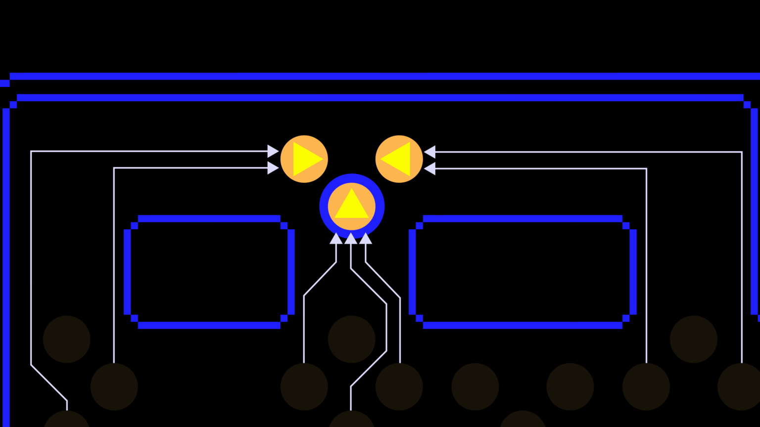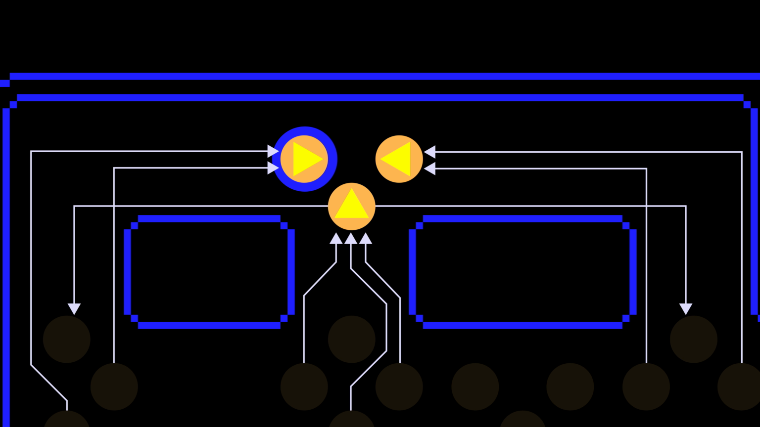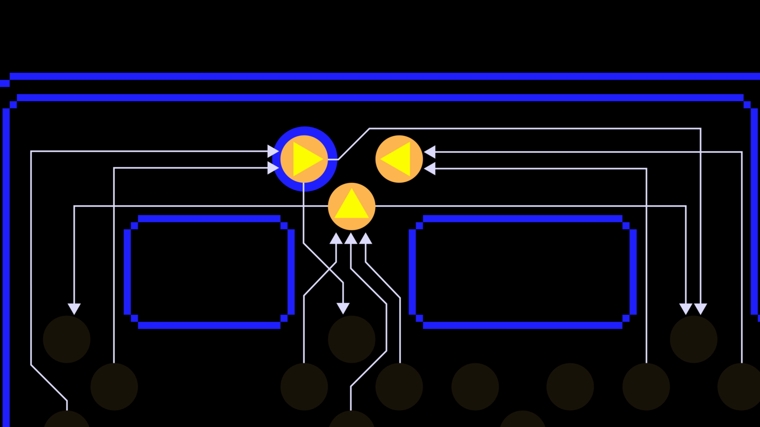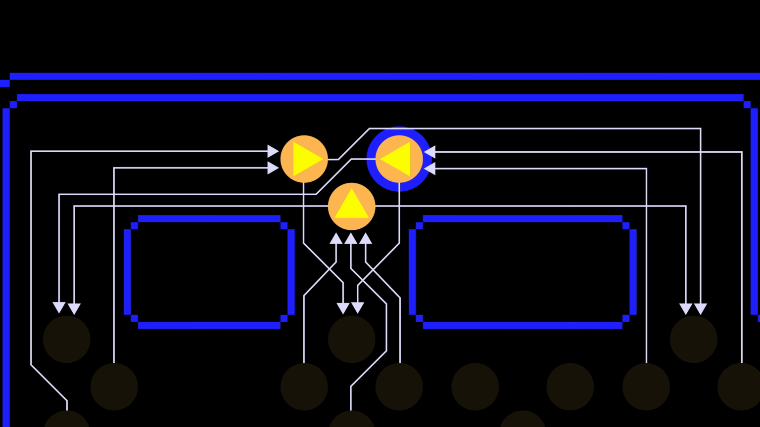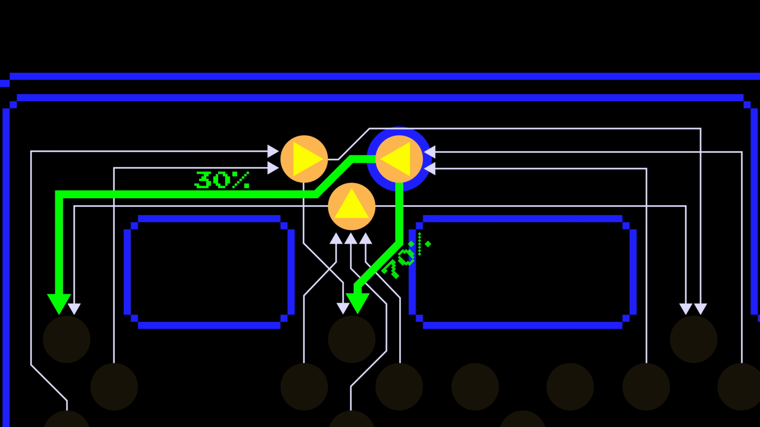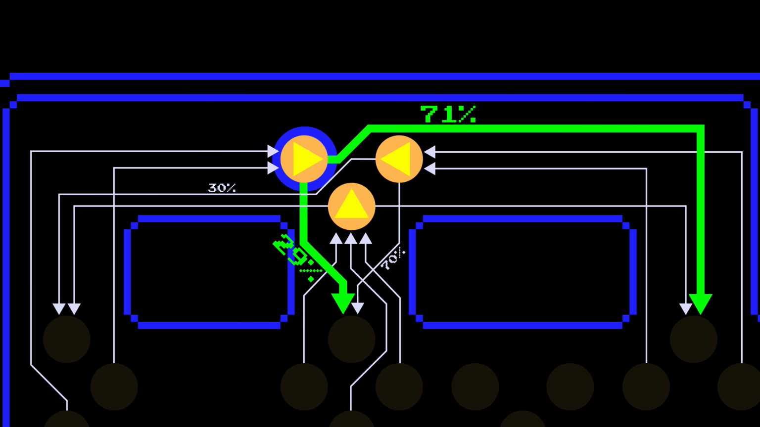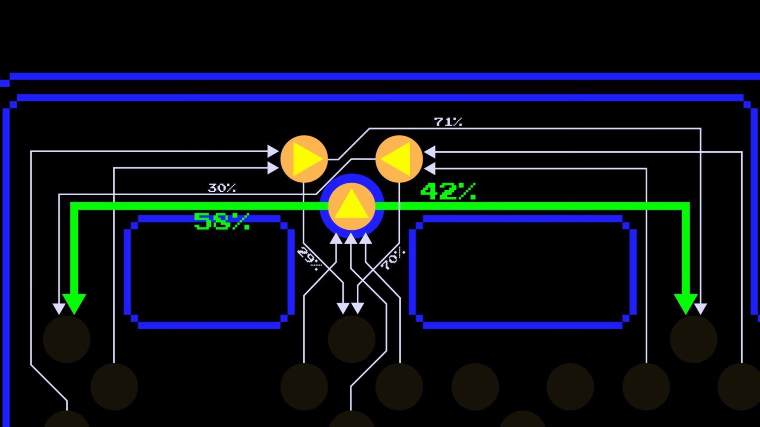If the ghost is approaching upwards, it can go either left or right. From the left, it can continue moving right or go down. And from the right, it can go down or move on to the left. Now we can apply the edge weights with the percentages calculated earlier. A ghost entering this intersection from the right can go left with a 30% chance and down with a 70% chance. And so on. You get the idea.